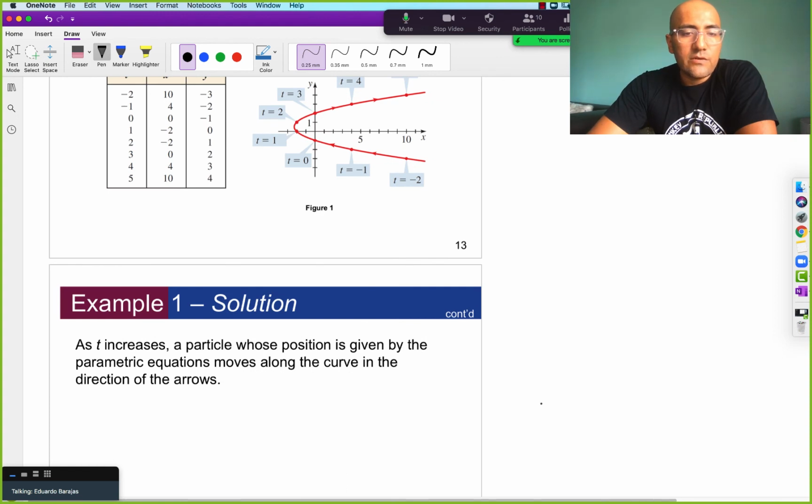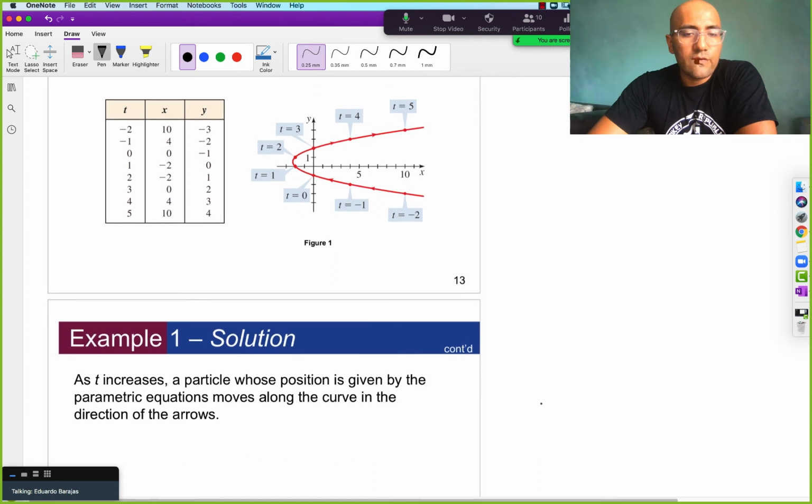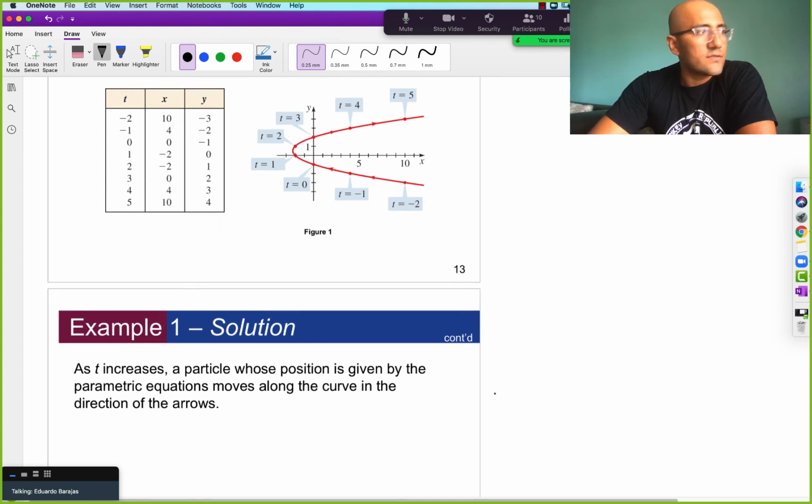So as t increases, a particle whose position is given by the parametric equation moves along the curve in the direction of the arrows. So the little direction of the arrows is important. It's an important element of parametric equations.